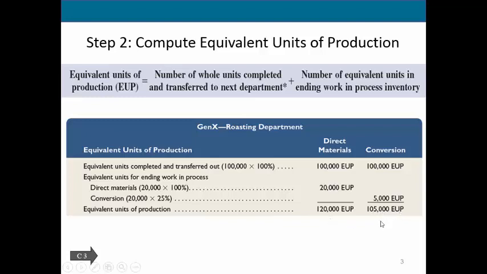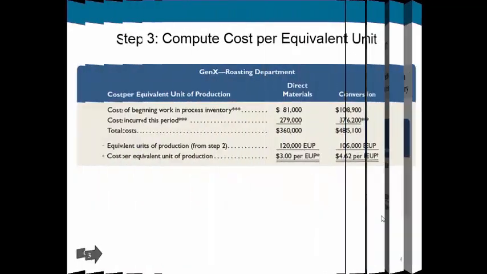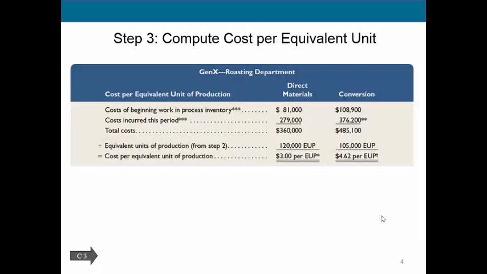Now these units of production are going to be very important to where we get the cost per unit of our products. So for the cost per unit for our direct materials, we'll use 120,000 units. However, for our conversion costs, we're going to allocate those costs over just 105,000 because that is the equivalent amount of units had they been completed.